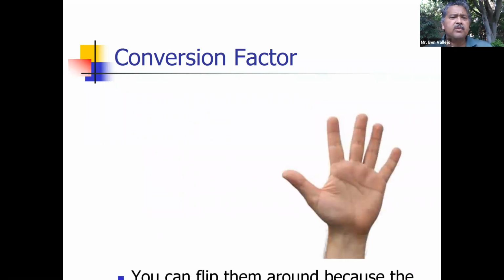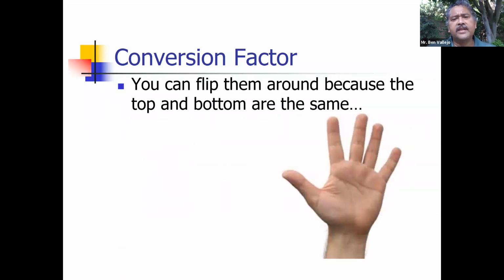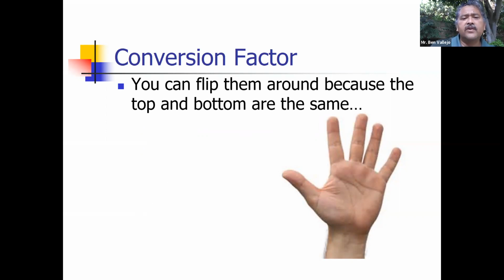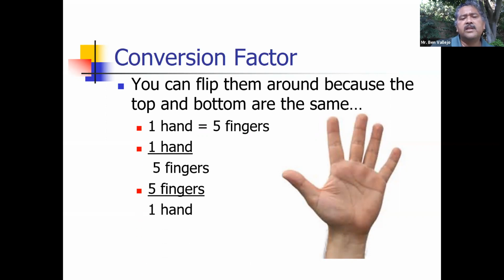All right, here's a simple one. Here's a hand. You can flip them around because the top and the bottom are the same. So in my conversion factor for hands, I'm going to say 1 hand equals 5 fingers. I can also say 5 fingers equals 1 hand. Or I can say 1 hand over 5 fingers, or I can say 5 fingers over 1 hand. So these are all different conversion factors. But the fractions at the bottom of the page are going to be the more useful way to write it.